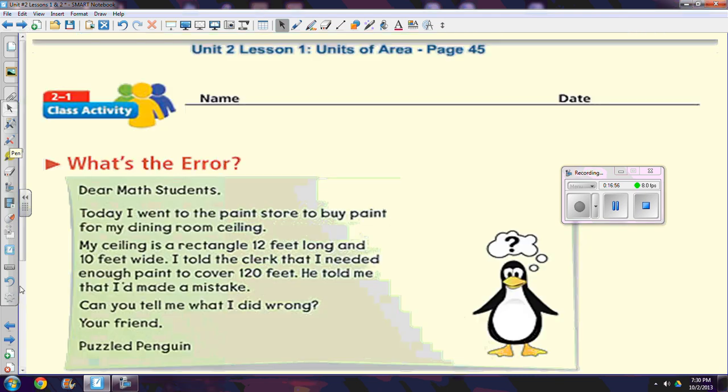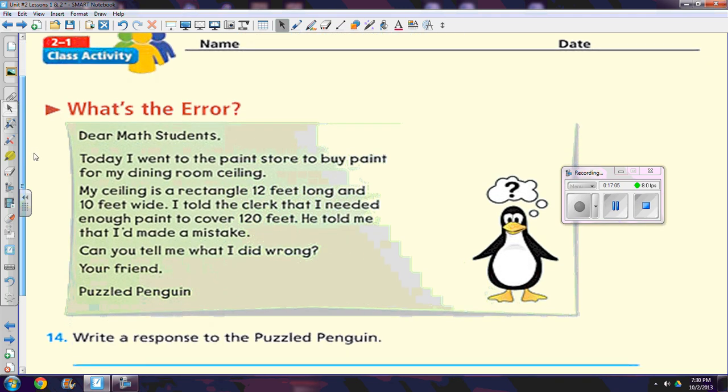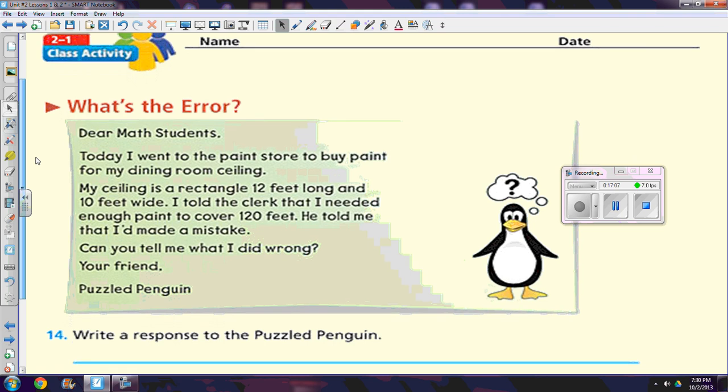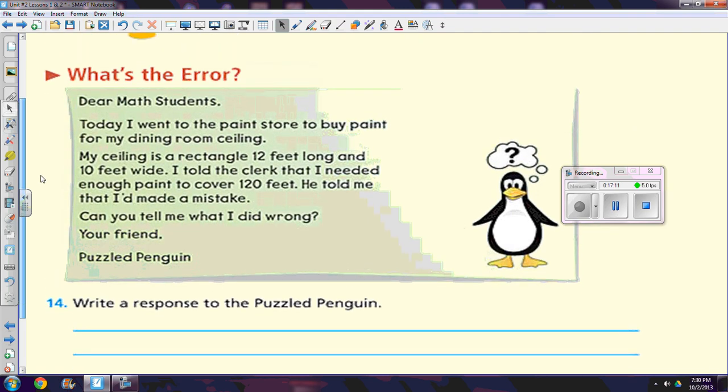All right, page 45. We have a question from Puzzle Penguin. What's the error? Dear math students, today I went to the paint store to buy paint for my dining room ceiling. My ceiling is a rectangle, 12 feet long and 10 feet wide. I told the clerk that I needed enough paint to cover 120 feet. He told me that I'd made a mistake. Can you tell me what I did wrong? Your friend, the Puzzle Penguin.